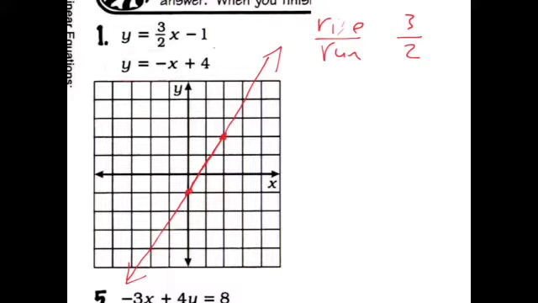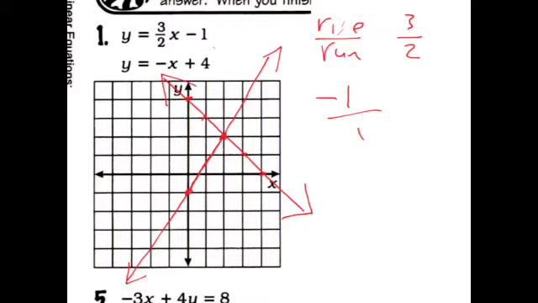And here's my second one that has a y-intercept of 4, because that's the number not with the x. And then that number in front of x, if there's nothing there, is always 1. So that's a slope of -1, which is the same thing as -1 over 1. So I'm going to start here, and go down 1, right 1, down 1, right 1, down 1, right 1, down 1, right 1. And this will give me my line that goes like this.